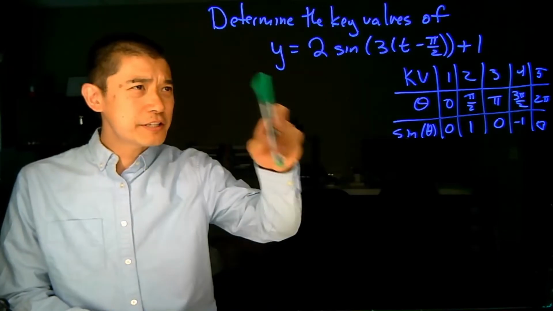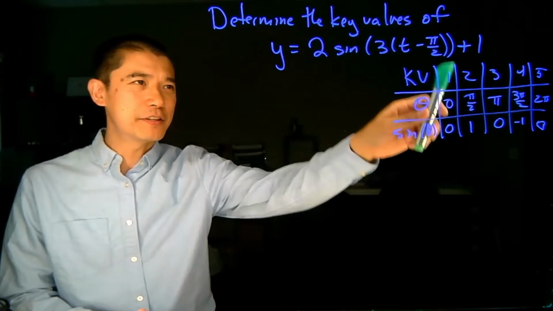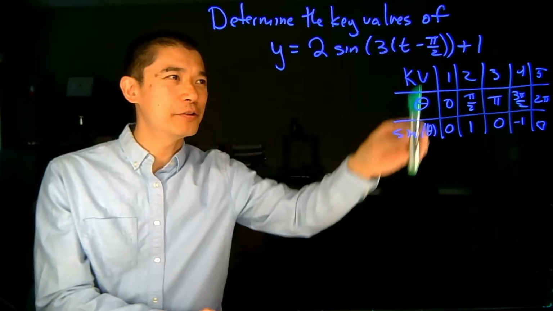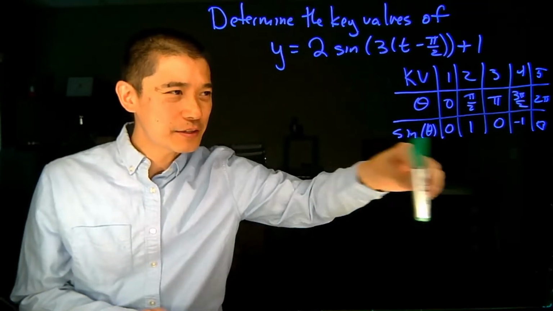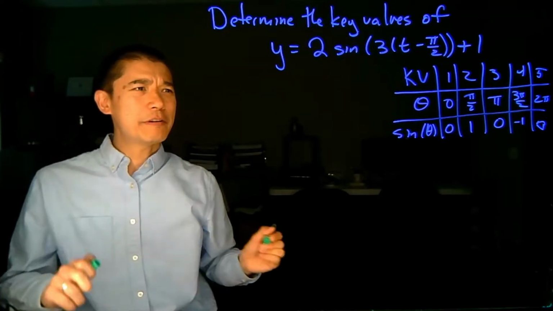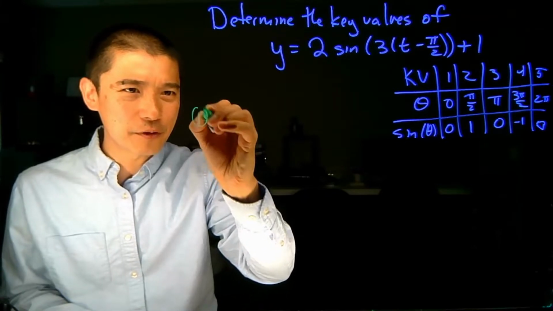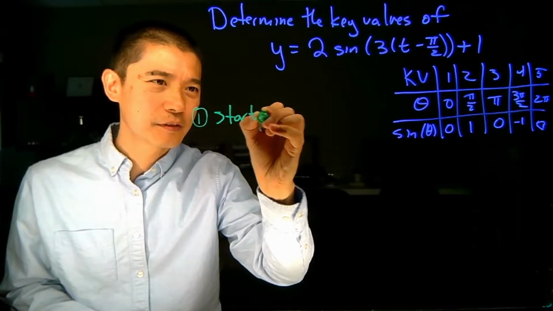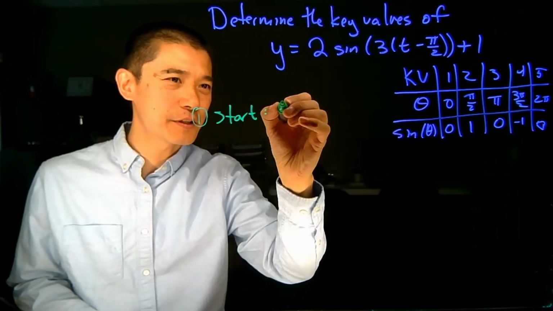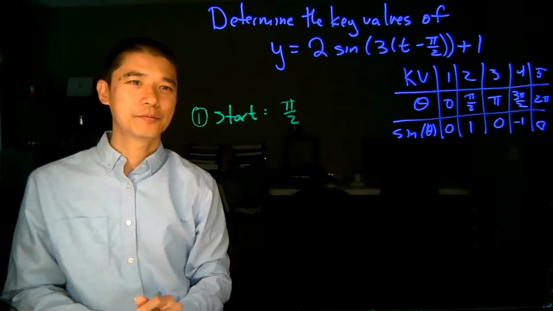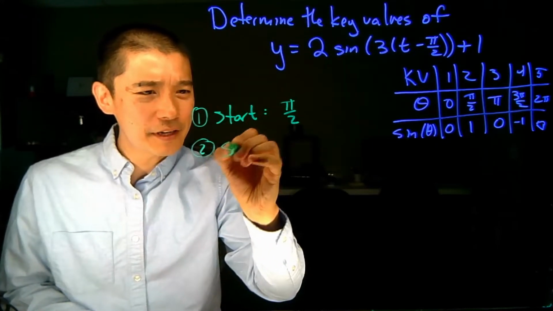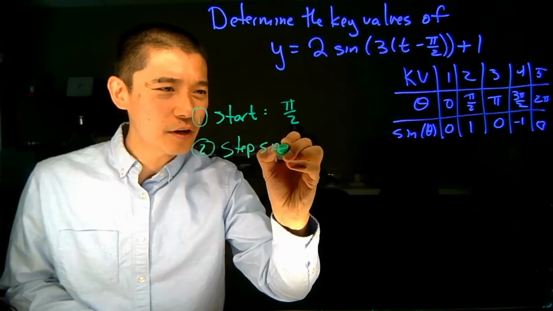All right, so here is an example. Determine the key values of this equation, y equals 2 sine of 3 times the quantity t minus pi over 2, plus 1. And I've written out the chart of key values for the sine function again over here. All right, so what do we have to do? First of all, we're going to find the start point. In this case, the starting point comes from the horizontal shift, which is pi over 2. The second part we have to do is find the step size. These are the quarter periods.